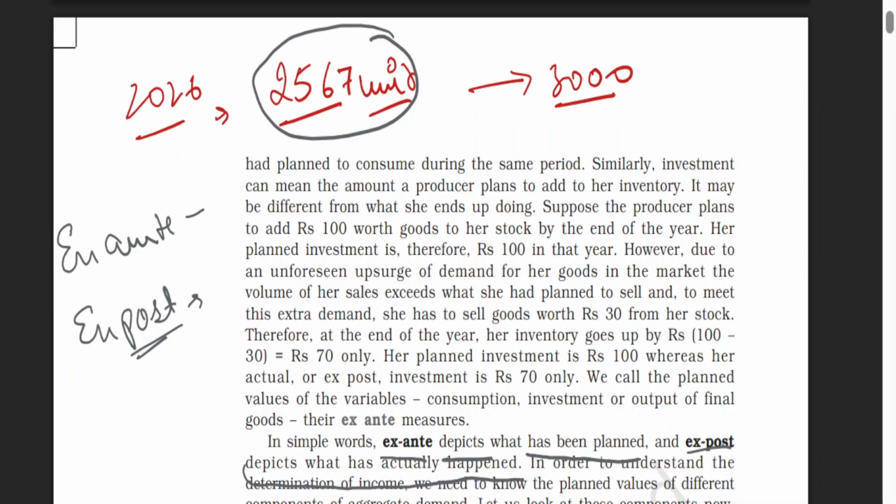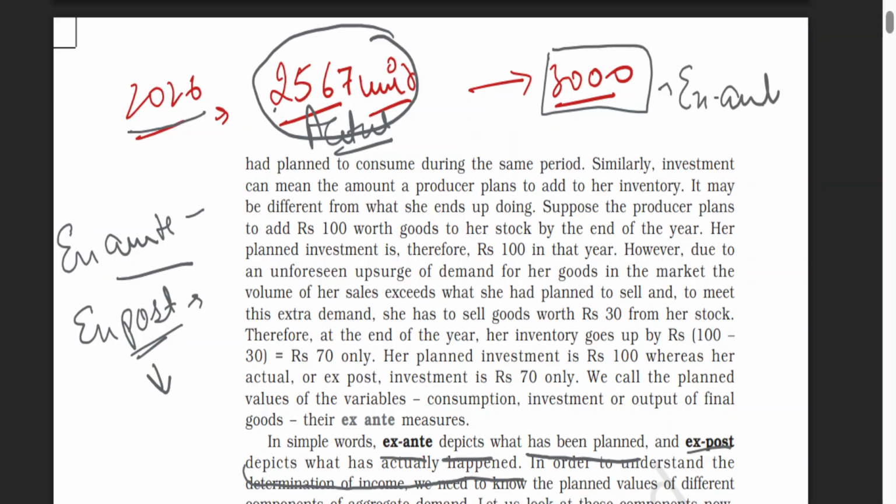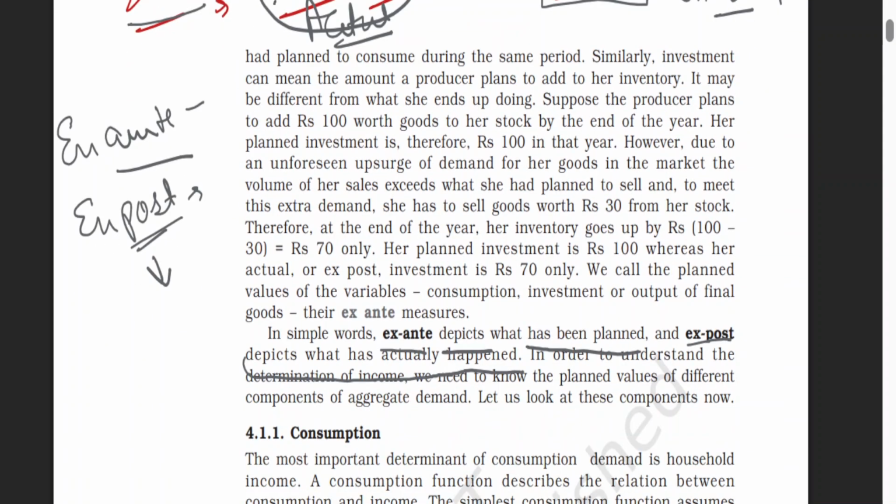Just for a recap, ex ante is what you are desiring or have planned, and ex post is the actual value. As in my factory outlet example, for 2026 I wanted 3000 sales, but I only got 2565 sales, so that is my actual value. It is termed my ex post sales, and the 3000 is considered my ex ante sales. If it is clear with you, let's move forward.